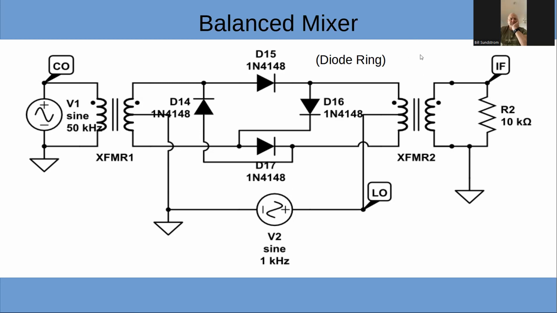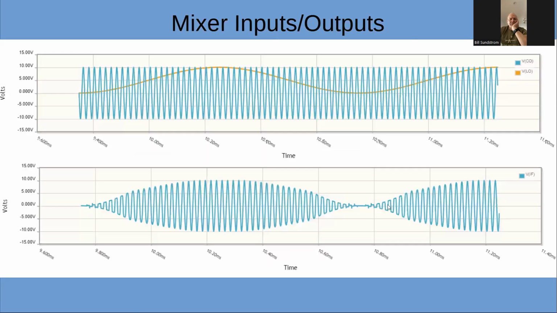I simulated this in CircuitLab. So we've got a 50 kilohertz signal coming in, and a local oscillator of a 1 kilohertz signal. And what we get out is this nice looking waveform.